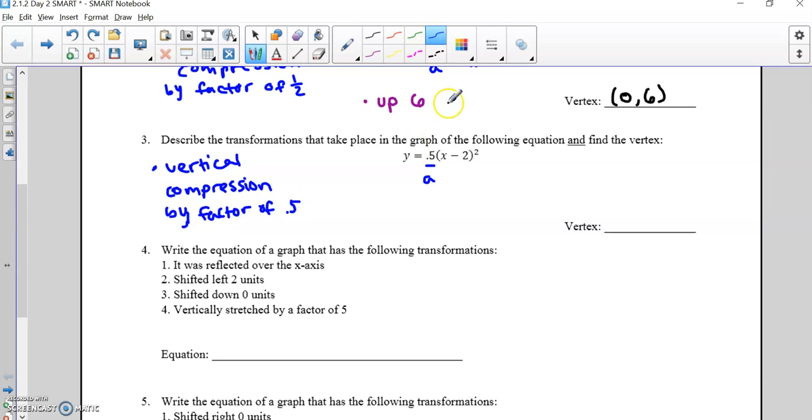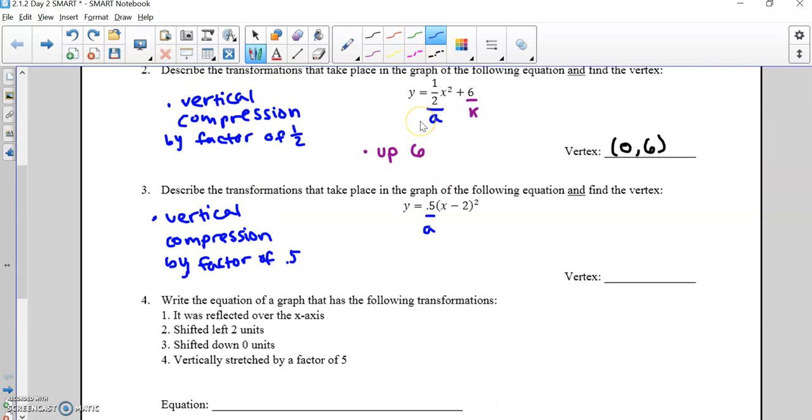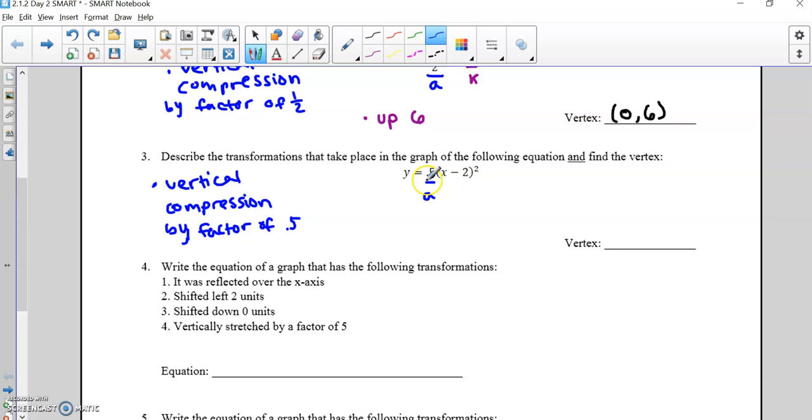Okay. Next, we have an H. Let's see what color I used for H before. Green, okay. So our H here is a -2, so that tells us that we are going to move to the right 2. Okay, and that's it for this one.